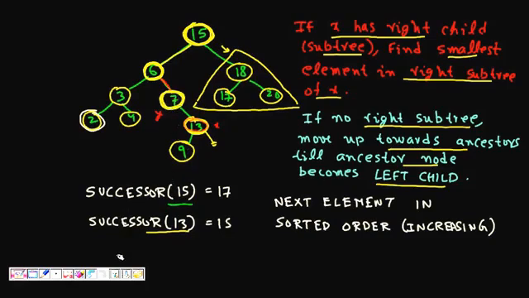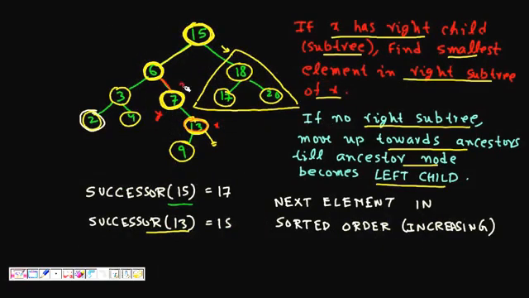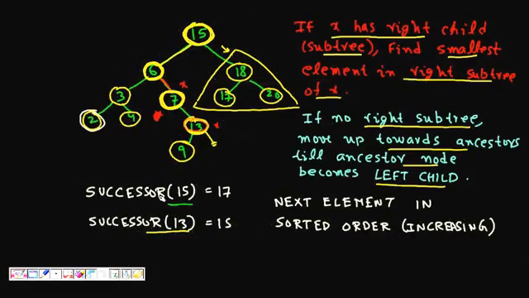So now what I do, let's see in the code. While y is not null and x is the right child of y, I make x equal to y, and y equal to parent of x. So y is equal to parent of x. So this p is basically the parent of y. So this becomes y, which is the parent of x.